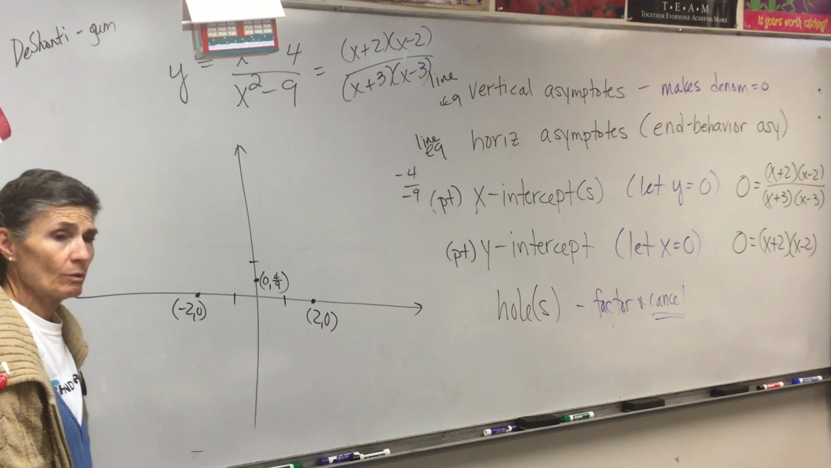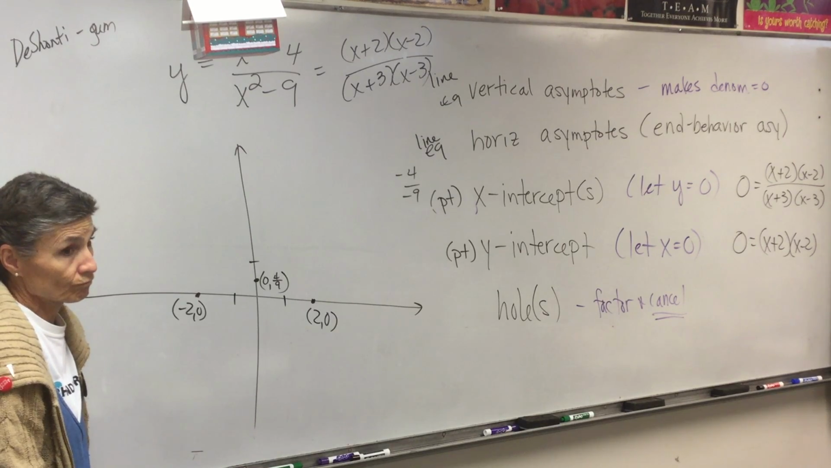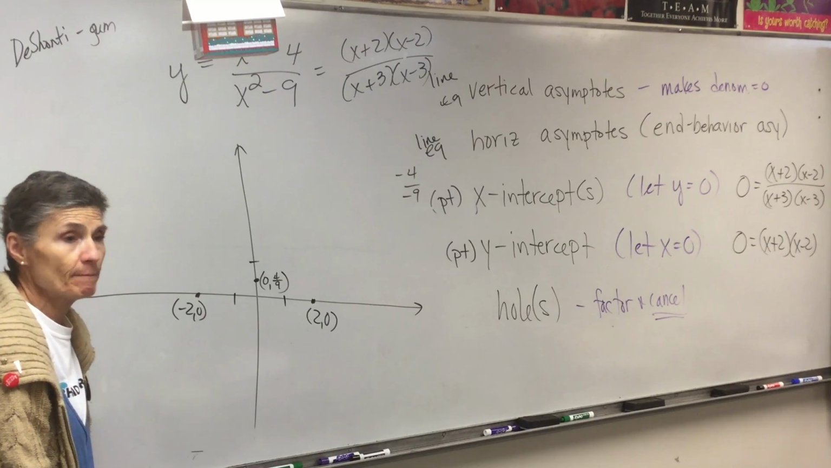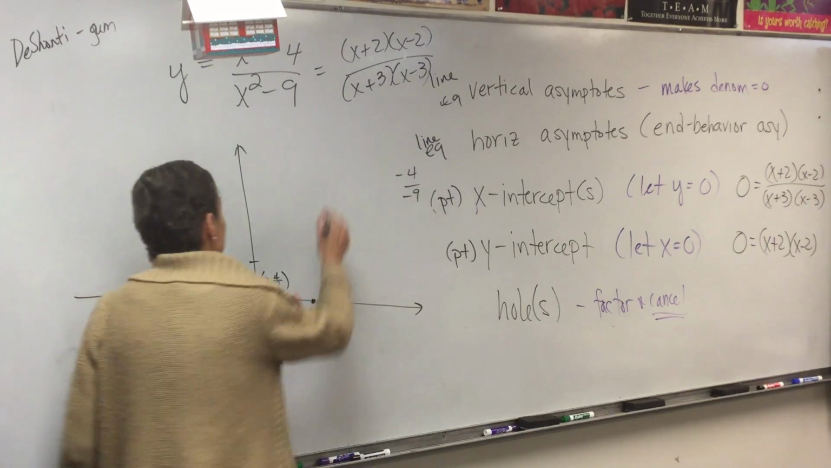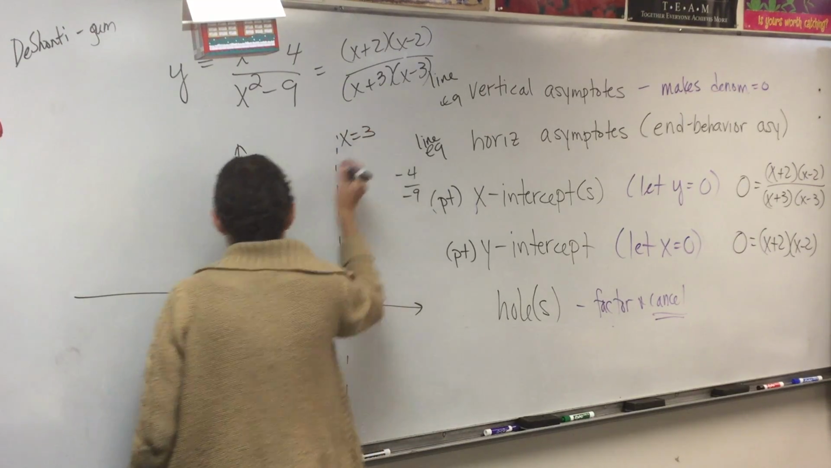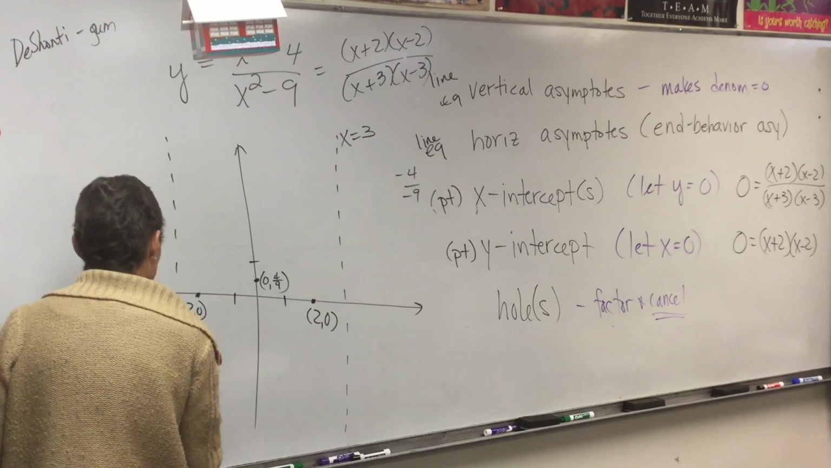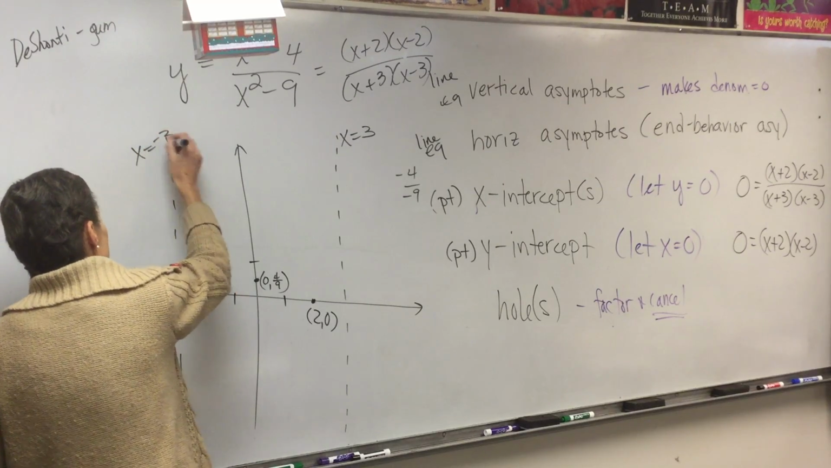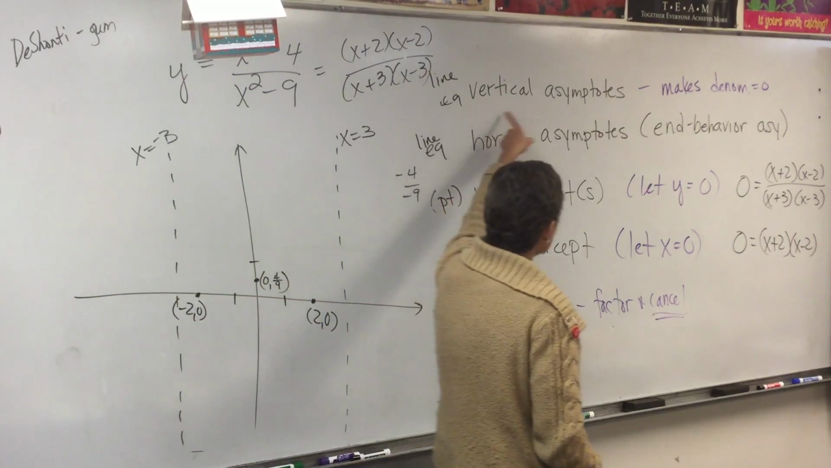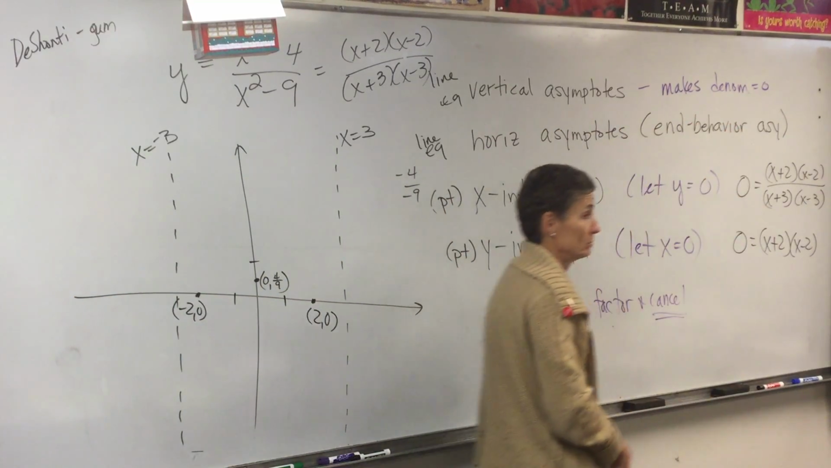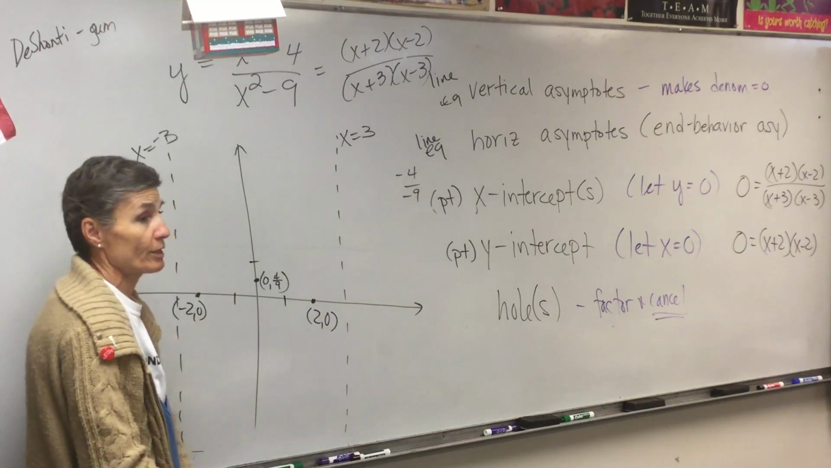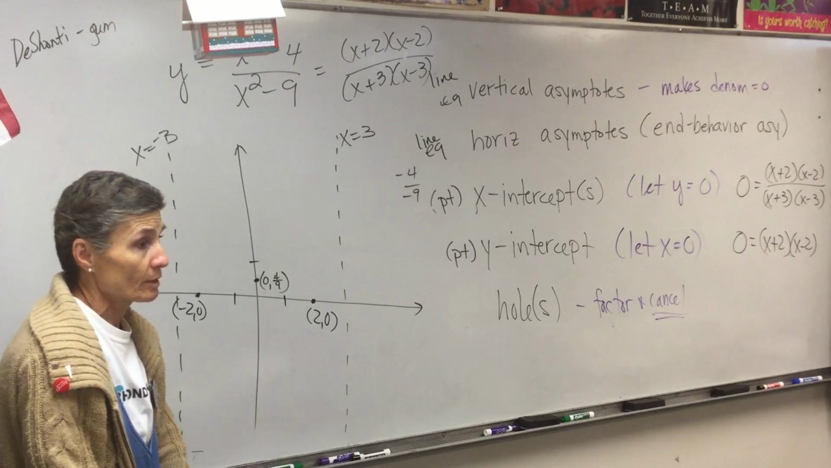Do we have any asymptotes going on? I have 2 vertical, Caroline. You're exactly right. Where are they? 3 and negative 3. Caroline says there are 2 things that make our denominator 0. That means I have 2 vertical asymptotes, one at 3 and one at negative 3. Vertical asymptotes make the denominator 0. So that would be negative 3 and 3. 2 vertical asymptotes this time.